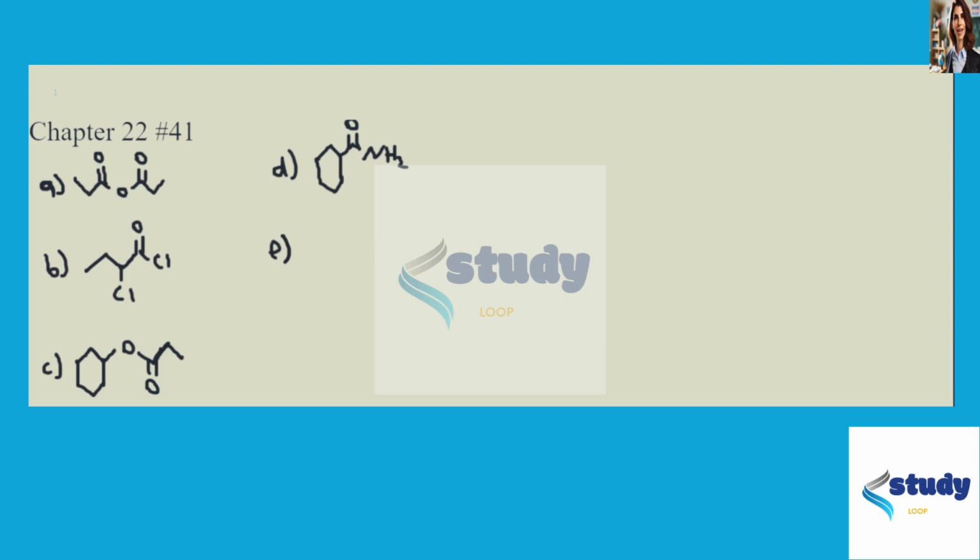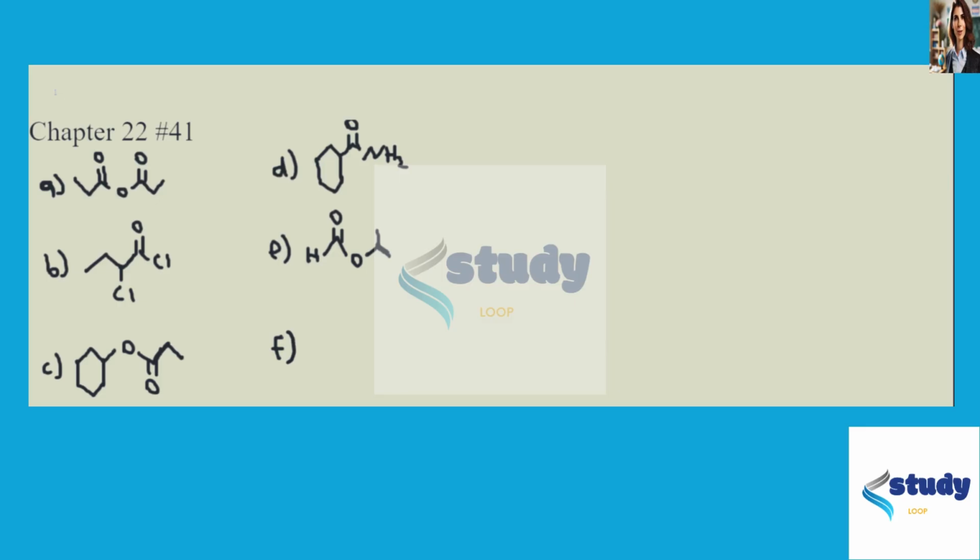For E, we have isopropyl formate. So this is going to be formate, which tells us that this is going to be a 1-carbon ester. And the isopropyl tells us that attached to the oxygen will be an isopropyl group. And so there it is.